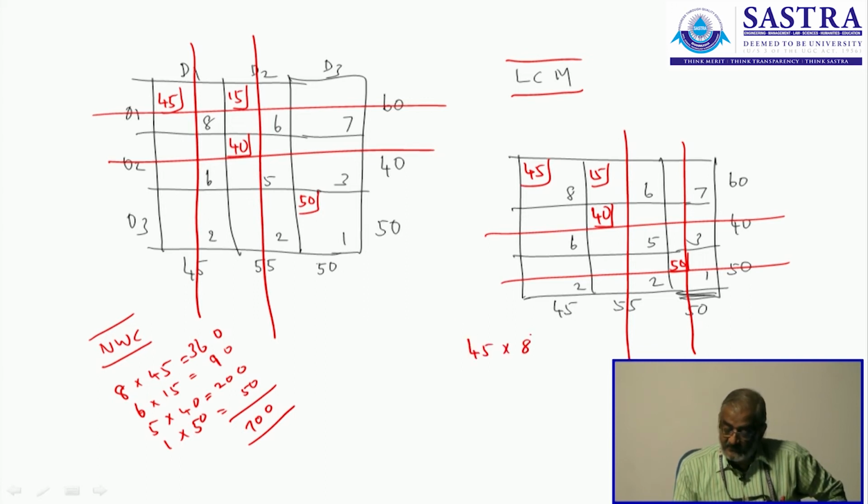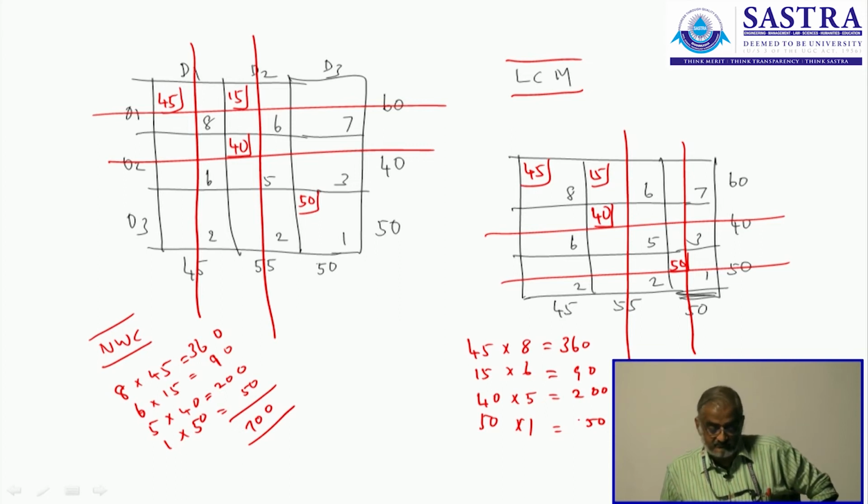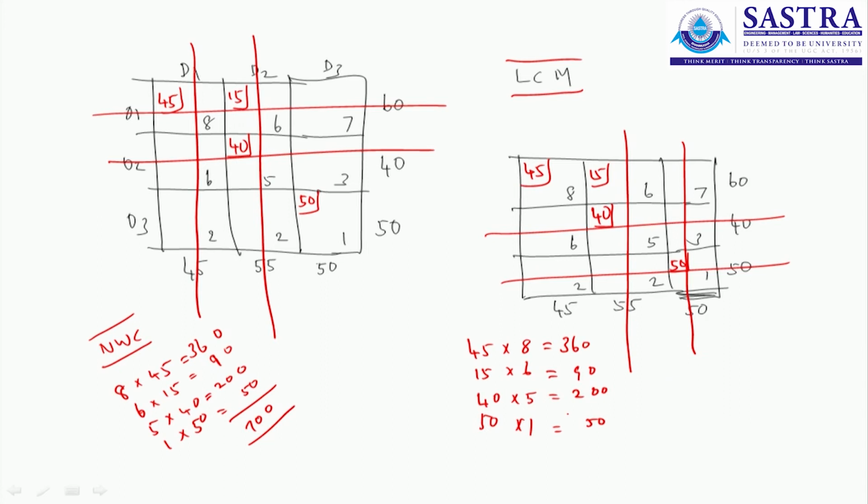45 into 8, then 15 into 6, then 40 into 5, then 50 into 1. These are all the cell costs. Now what is this? 360, 90, 200, and once again 50. So we fortunately have LCM equal to northwest corner. So let us take some other problem for the least cost method and northwest corner rule to be applied.